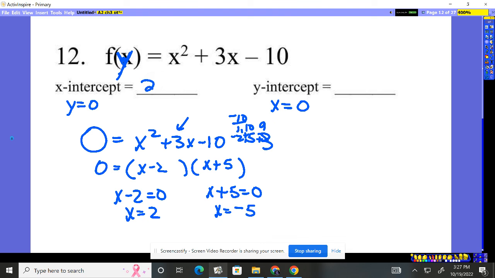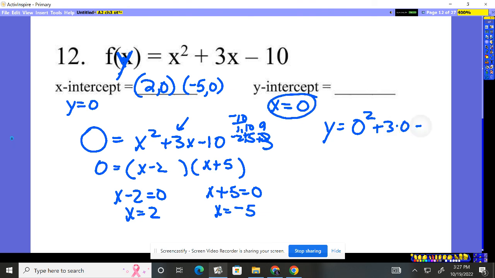So x being 2, the y being 0, the other spot it's crossing when x is negative 5 and y is 0. Again, the x-intercept takes a little bit of time. Watch how quickly the y-intercept goes. I simply take the equation y equals x squared plus 3x minus 10, which we know the x is what? 0. So 0 squared plus 3 times 0 minus 10. Boom, boom, boom, negative 10. So it crosses at x being 0, y being negative 10.